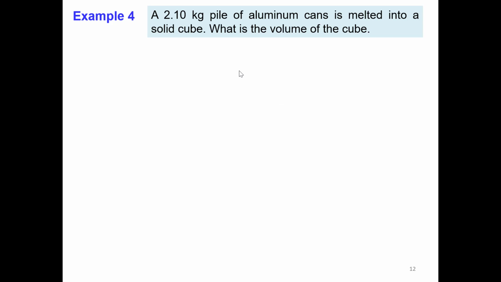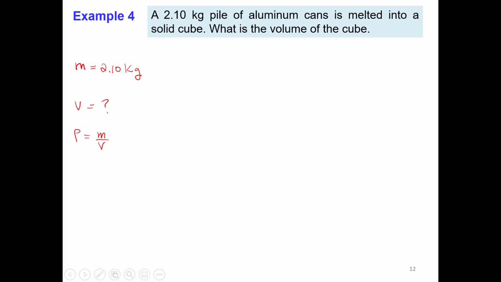In this last example, we had a 2.10 kilograms pile of aluminum cans, which is melted into a solid cube. Then we want to know what is the volume of the cube. Let's see what information we had. We had the mass. Clearly, the mass of the aluminum cans is 2.10 kilograms. Then the other thing we know is we need to calculate the volume of the cube. If we want to calculate the volume, we know the density equals mass over volume. Then we know the mass.